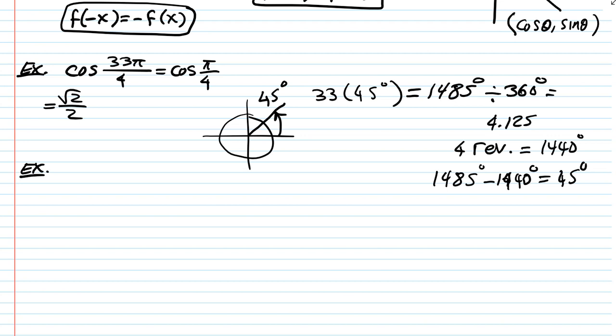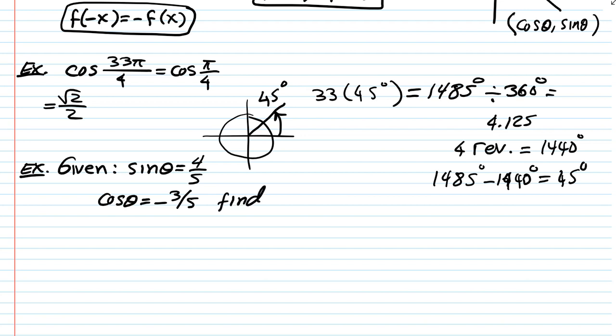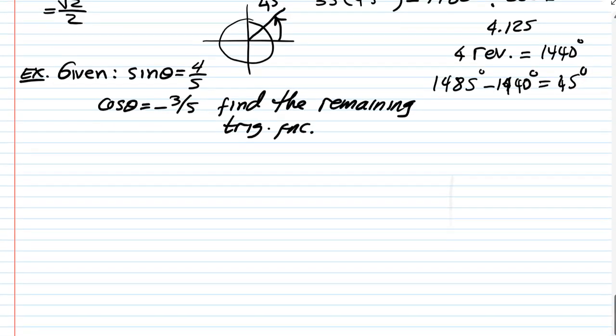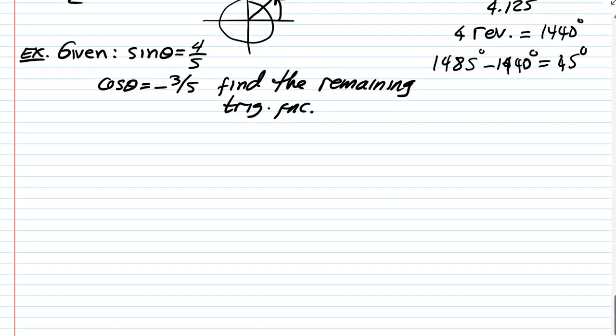Next example, let's say for this one now, we're going to do this differently. Suppose I'm given that sine of an angle is 4/5. Okay, and the cosine of the angle is, let's make it negative 3/5. We want to find the remaining trig functions of angle theta.